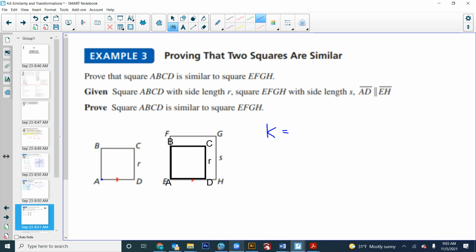Square ABCD has a side length of R. Square EFGH has a side length of S. I'm going to let him finish it out because he got us started. S over R. S over R. Good job, Kate.